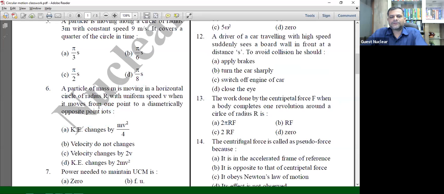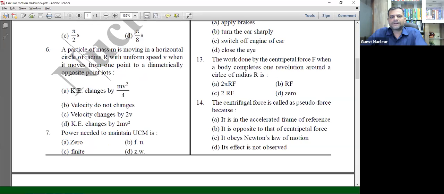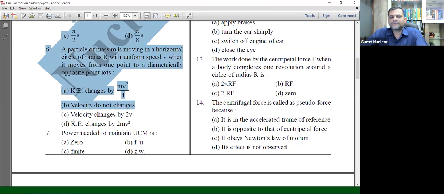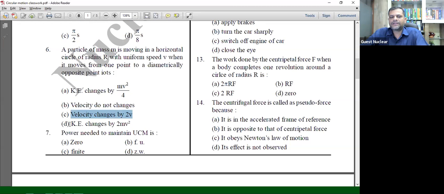Chalo, next one, just try this sixth one here. A particle of mass m is moving in a horizontal circle of radius r, okay, and with uniform speed v. When it moves from one point to the diametrically opposite point here, then its kinetic energy will change by mv square by 4, or the velocity doesn't change, or velocity changes by 2v, or kinetic energy changes by 2mv square.